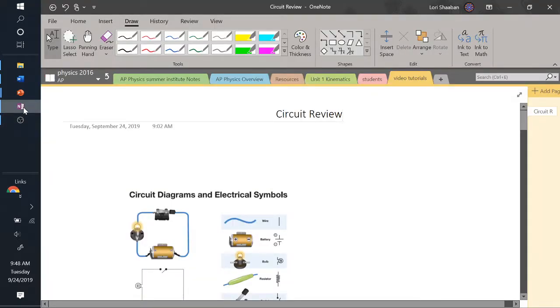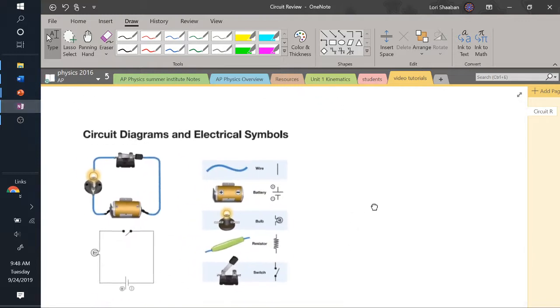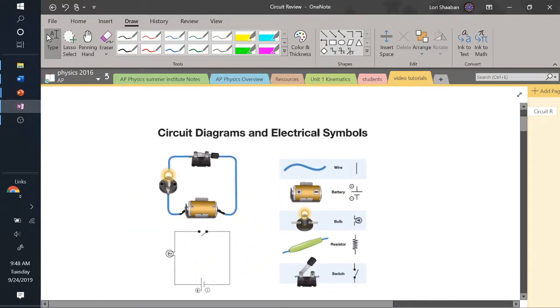Circuit review. So looking at circuits, just a quick little review. When you're drawing a diagram, make sure you're looking at the negative side of the battery. Is that little teeny negative? Looks like a negative sign, and the positive sign is off on the left. And sometimes a bulb will look like this little weird bump, or you can look at it as an X.